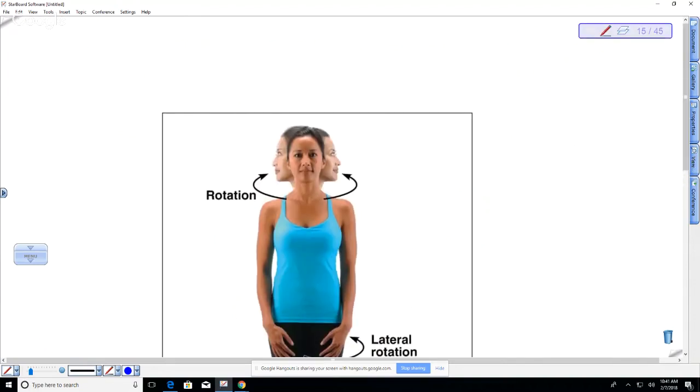Oh, I also forgot rotation. Sorry. This is why I put these up here. Rotation. Okay. So I talked about flexion from side to side, but we also have the ability to rotate. So the neck, for example. So this is the neck. But we also have the ability to rotate the femur at the hip joint.